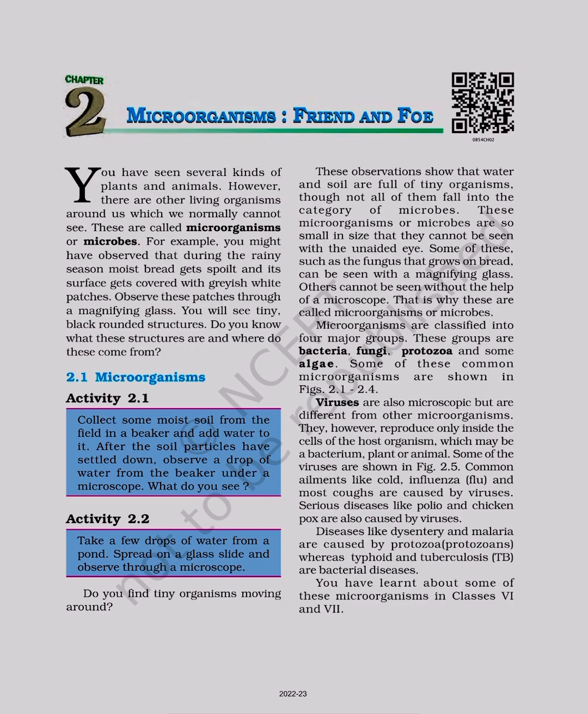For example, you might have observed that during the rainy season, moist bread gets spoiled and its surface gets covered with grayish white patches. Observe these patches through a magnifying glass. You will see tiny black rounded structures. Do you know what these structures are and where do these come from?